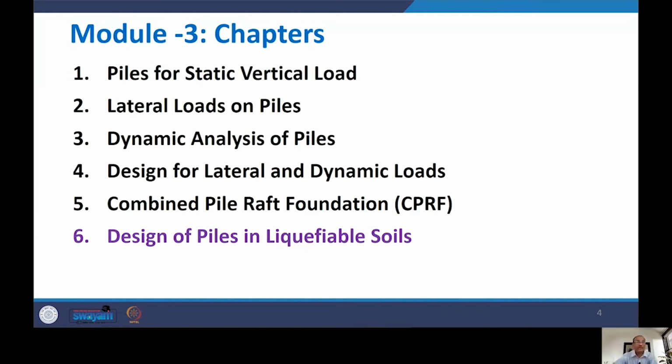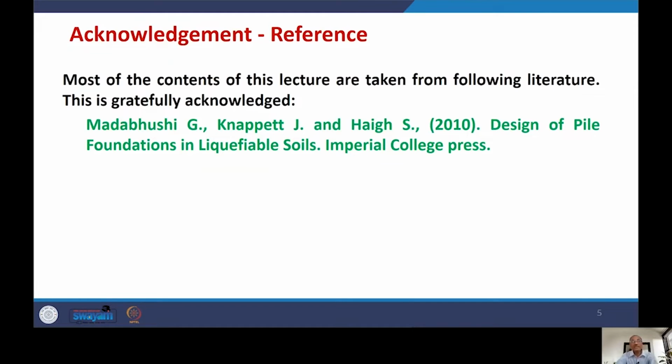Before I go ahead, let me acknowledge that most of the contents of this lecture are taken from the book entitled Design of Pile Foundation in Liquefiable Soils, published by Imperial College Press, and the authors are Madabhushi et al. The speaker is grateful to these authors for providing such good literature, where the book is completely on dealing with different piles, single piles as well as pile groups, passing through the liquefiable soils.